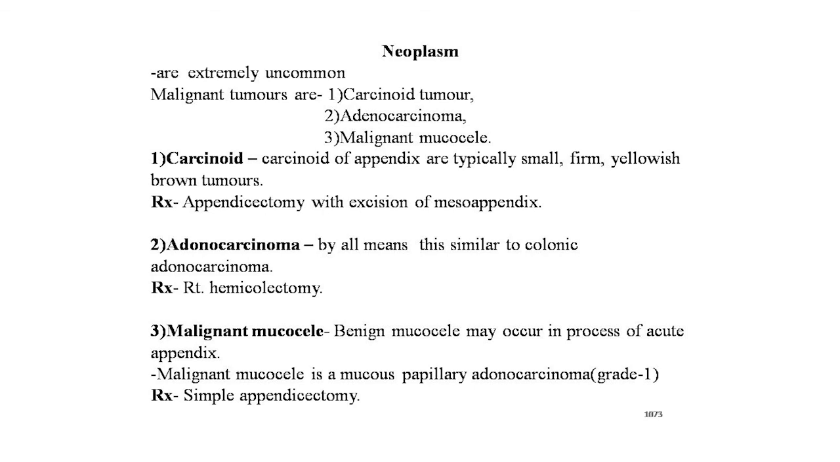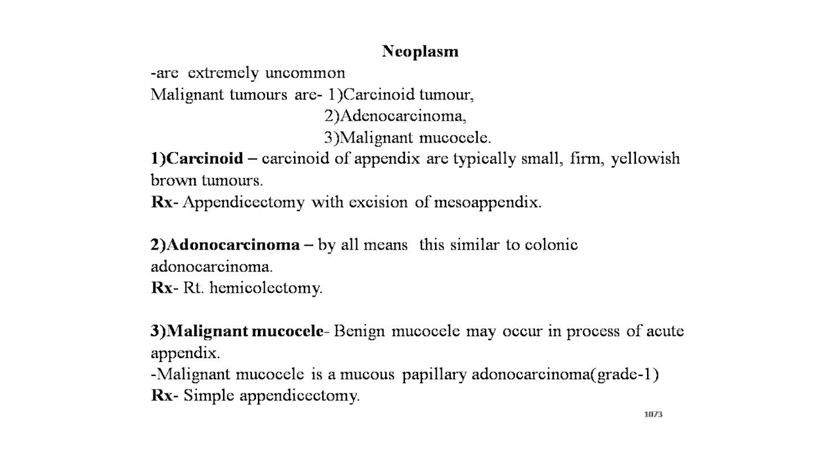Neoplasms of the appendix are extremely uncommon. Malignant tumors are the carcinoid tumor, adenocarcinoma, and malignant mucocele. First is the carcinoid. About 40% of all carcinoid tumors of the GI tract have been reported to be found in the appendix. But the true incidence is more, as the majority of these tumors are without symptoms. Carcinoids of the appendix are typically small, firm, yellowish-brown tumors. Treatment is appendectomy with excision of the mesoappendix.